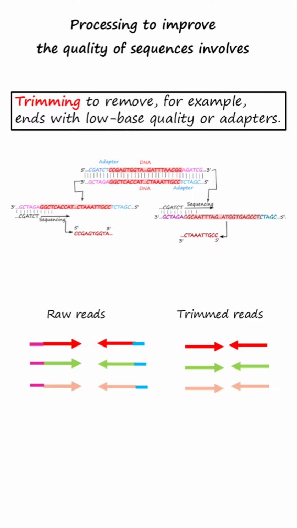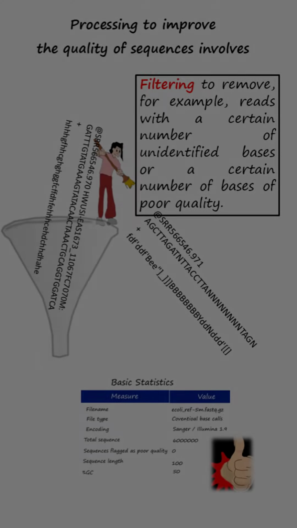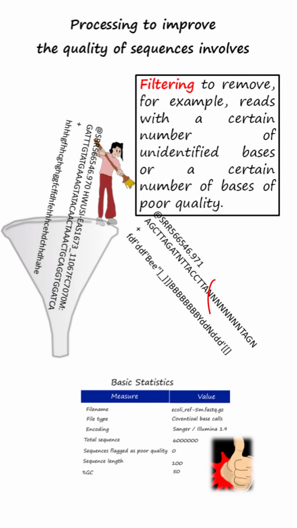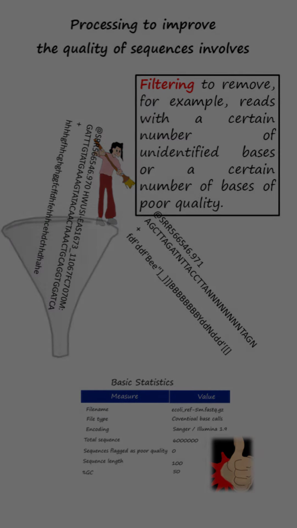Processing involves trimming to remove, for example, ends with low base quality or adapters, filtering to remove, for example, reads with a certain number of unidentified bases or a certain number of bases of poor quality.